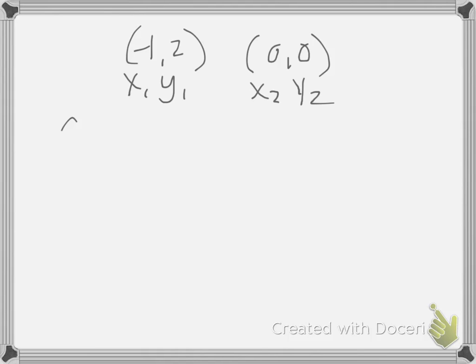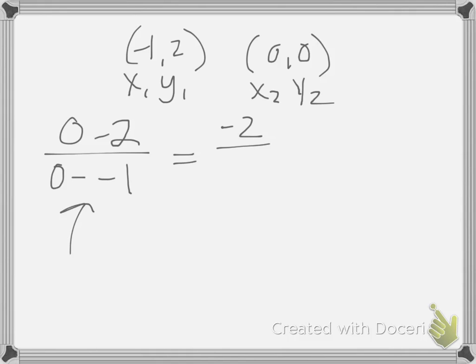So I have y2 minus my y1 over my x2 minus my x1. Okay, don't forget about the negatives here. So 0 minus 2 is negative 2. Two negatives make a positive, so we got a positive 1 on bottom. So my slope is just negative 2.